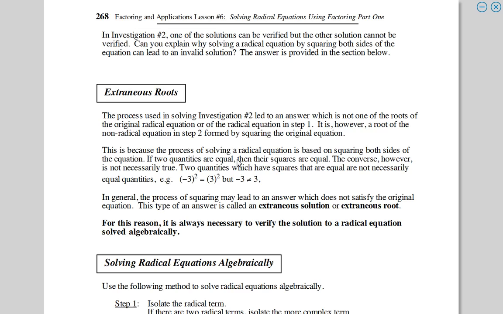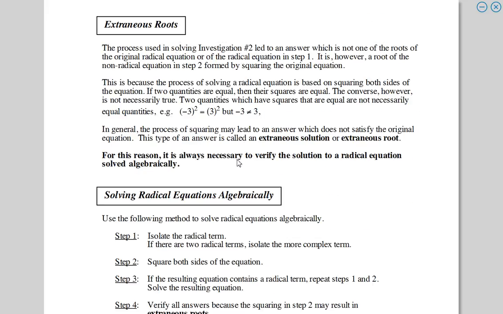Okay, so in investigation 2, one of the solutions can be verified but the other one could not. Can you explain why solving a radical equation by squaring both sides of the equation can lead to an invalid solution? The answer is provided in the section below. The process used in solving investigation 2 led to an answer which is not one of the roots of the original radical. It is, however, a root of the non-radical equation in step 2 formed by squaring the original equation.